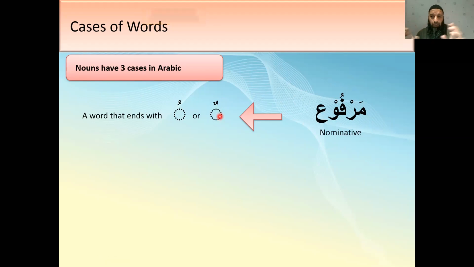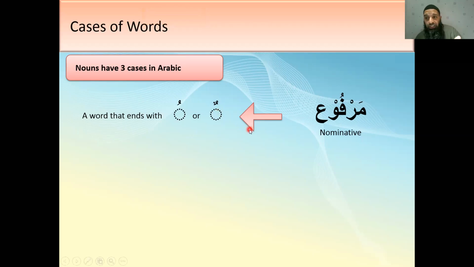The plural rule is different, but for singular words, any word that ends in a dhamma or double dhamma is known as a marfu word. So I'll say, here's this verse, show me where the marfu word is, and you need to be able to say, yes, it's that one there, because it's going to affect the meaning. We're going to learn that, inshallah, in lesson 5 or something. It affects the meaning, so we need to be able to recognize a word that is marfu.